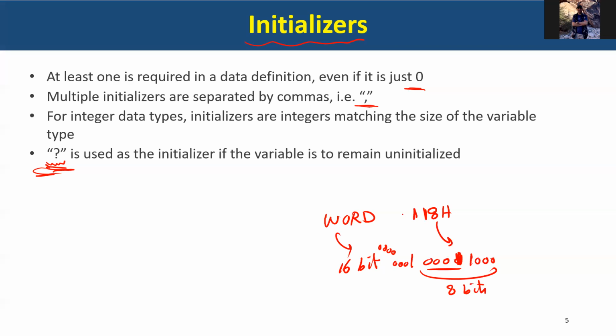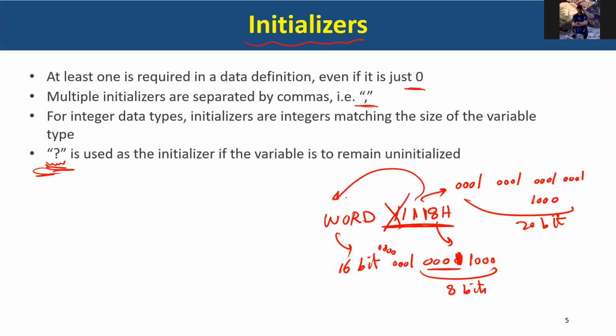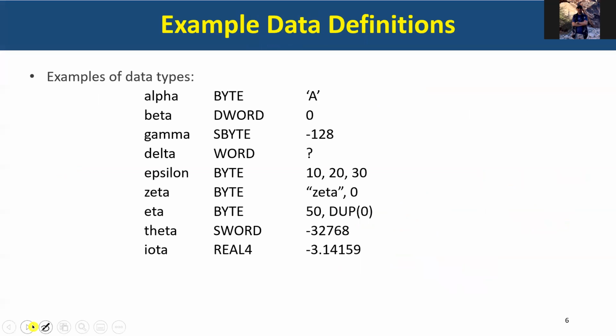But you cannot put something like this, which is more than 16 bits, 20 bits basically: 0001, 0001, 0001, 0001, then 1000. These are 20 bits. So that's not good. The initial values that you put must match the data type in size.